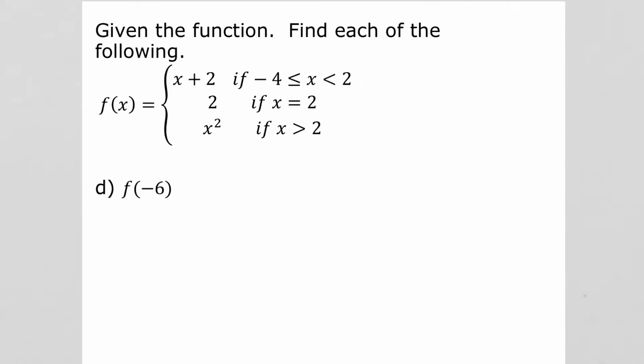D asks us, what is f of -6? Where's -6 defined? Is it between -4 and 2? No. Is it equal to 2? No. Is it greater than 2? No. So that means that f of -6 is not defined. It's not on the graph.